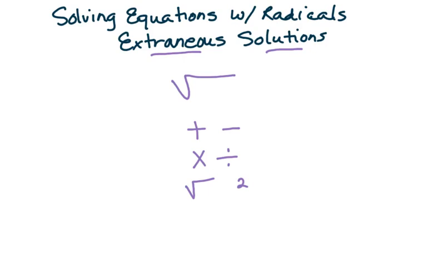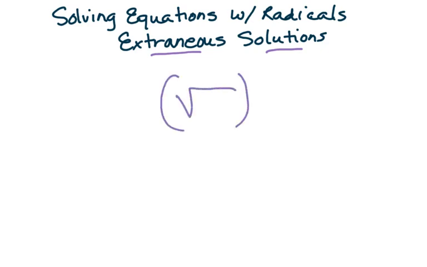All right, so let me show you what I'm talking about. If you have a radical sign like this, to get rid of it, you put a parentheses around it and square it. And when you do that, everything goes away except whatever was on the inside of that radical sign.